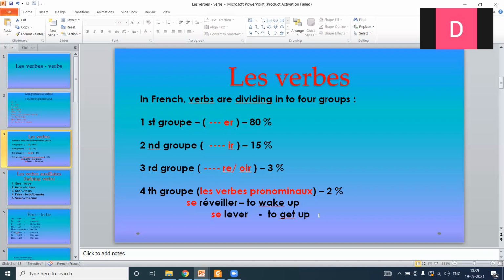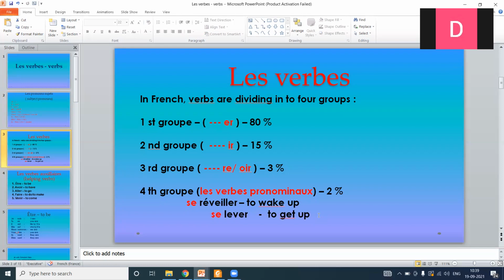So, premier groupe, first group, ending is ER. Second group, ending is IR. Third group, ending is RE and OIR. Fourth group means les verbes pronominaux, reflexive verbs. 2% of the verbs are reflexive verbs.